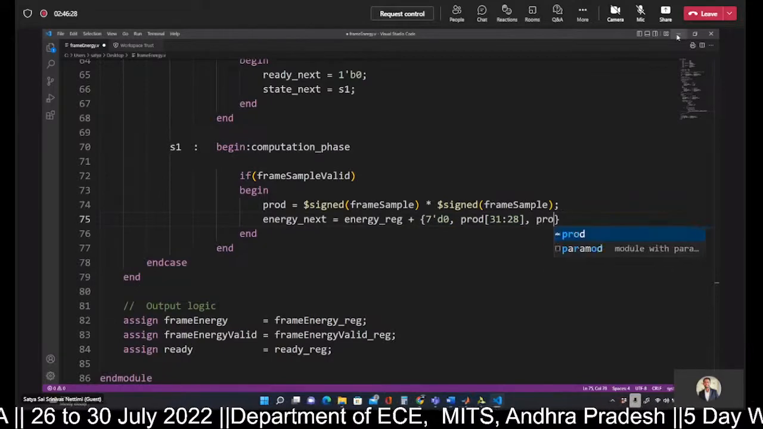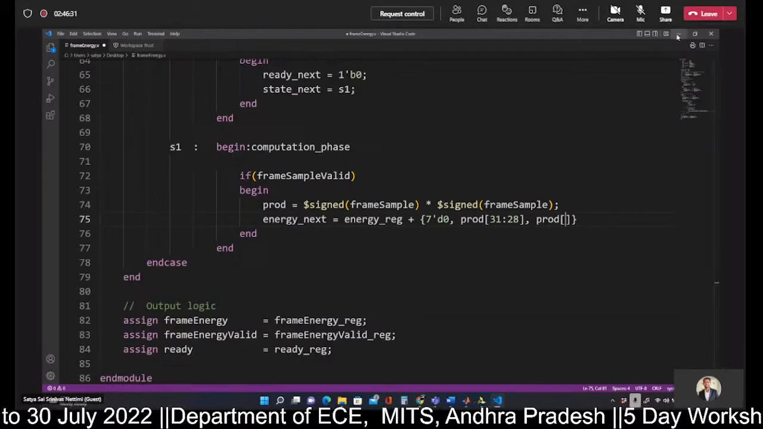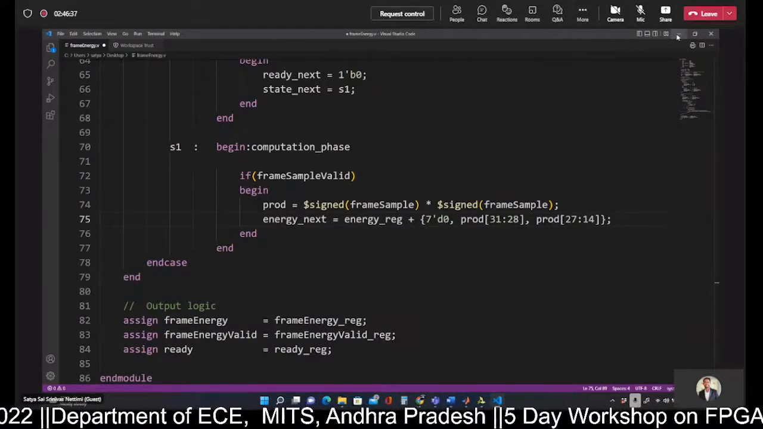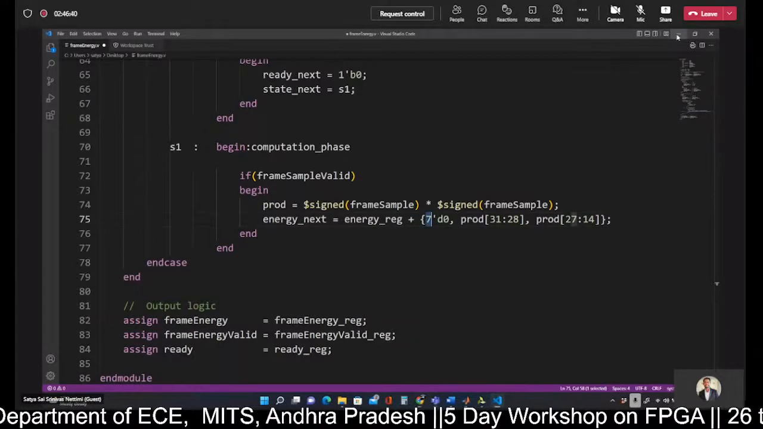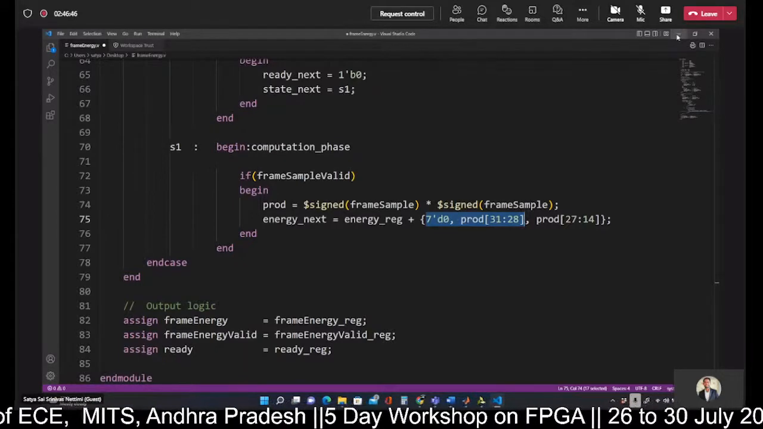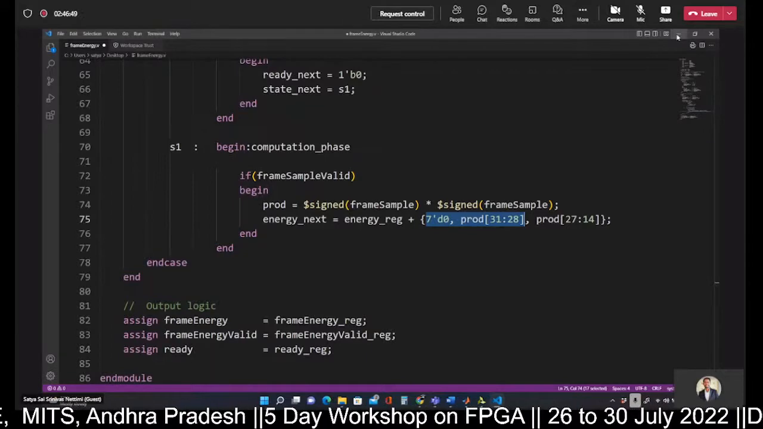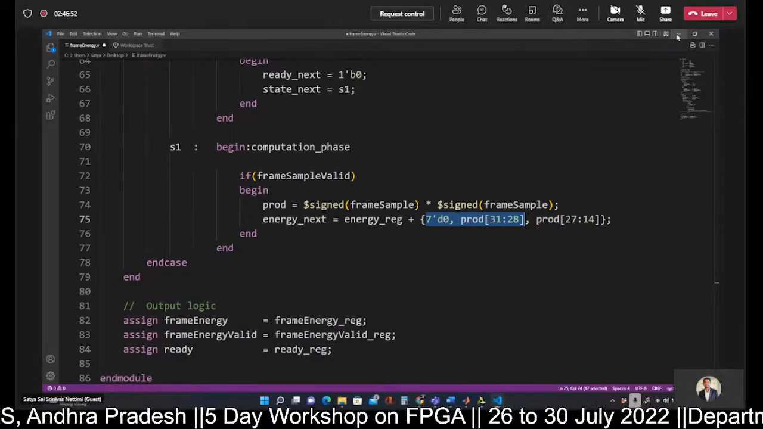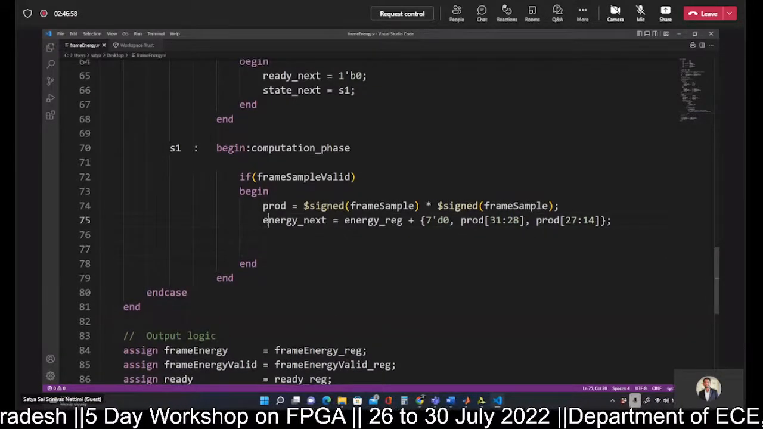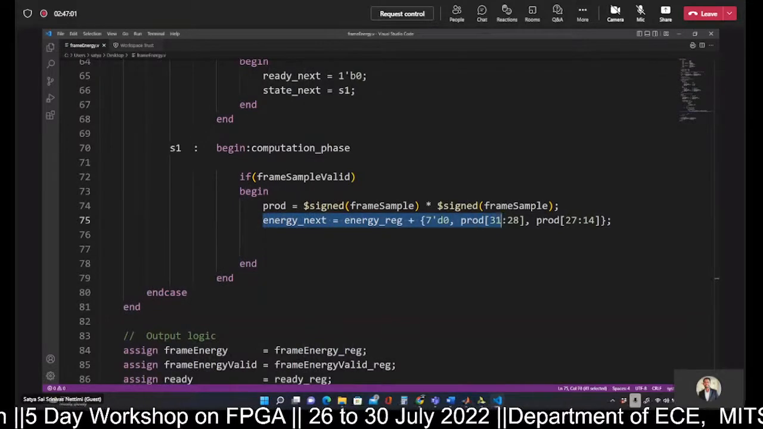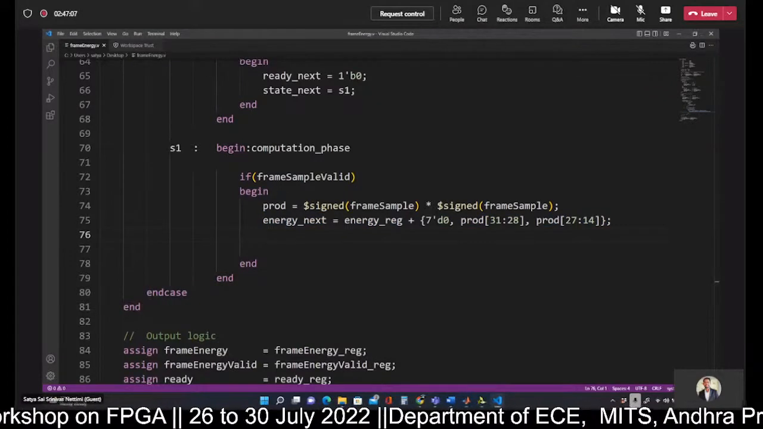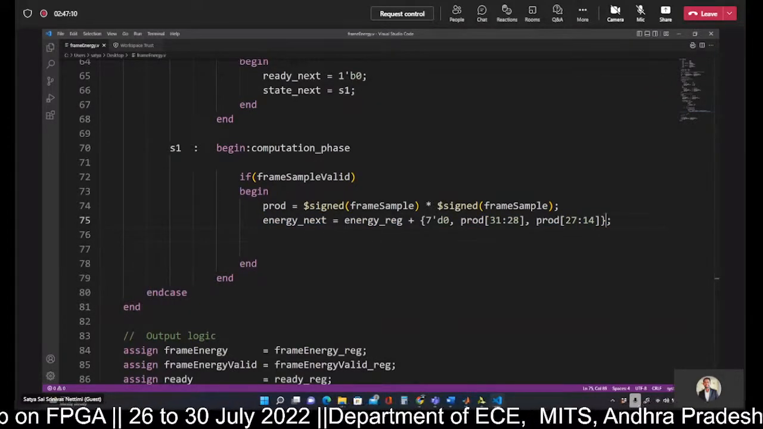Now for the fractional part, for your understanding I split it up like this: 7'd0 comma, product part selection will be from 31 down to 14. So this is the case. I think this is understood. Even if you have not understood, I will again explain in the afternoon session how I have taken this part selection. If the concept is not clear, I will explain once again, that is not an issue.